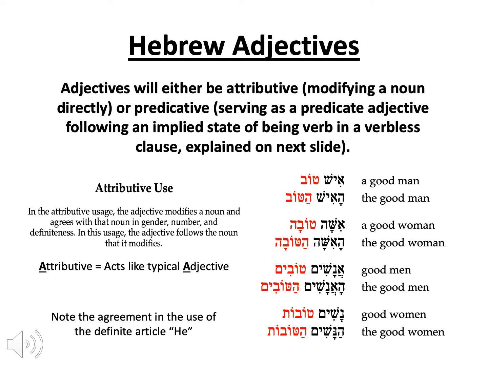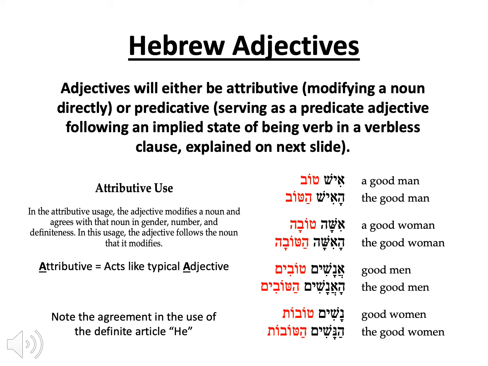If we have a woman, we would have to say isha tova. You'll notice that the 2 words have to agree with each other in number, whether they are plural or singular, and they have to agree with each other in gender, whether feminine or masculine. In the first example, ish tov, ish is masculine, so tov is masculine. In the second example, isha tova, a good woman, isha is feminine, so tova must be feminine.